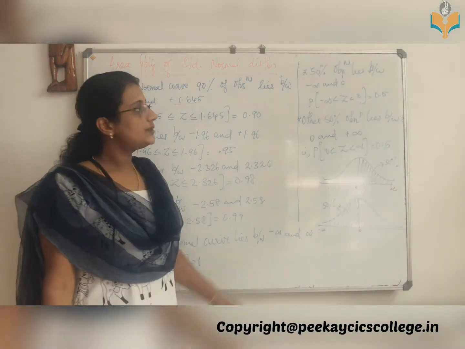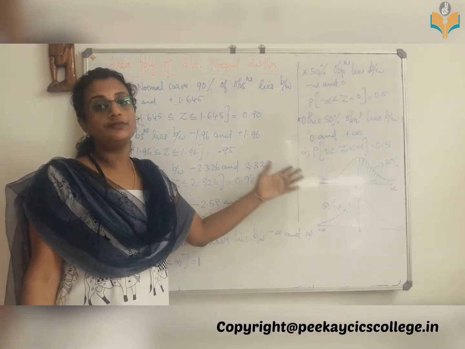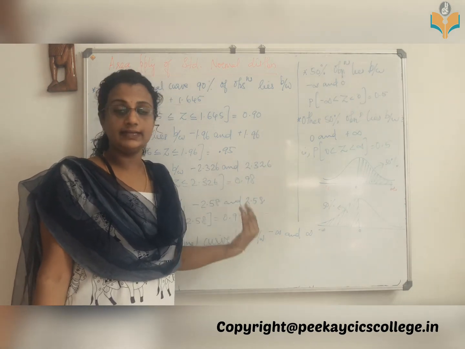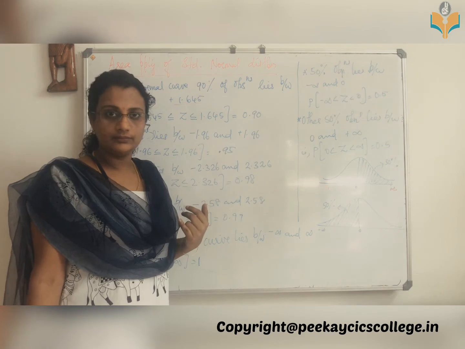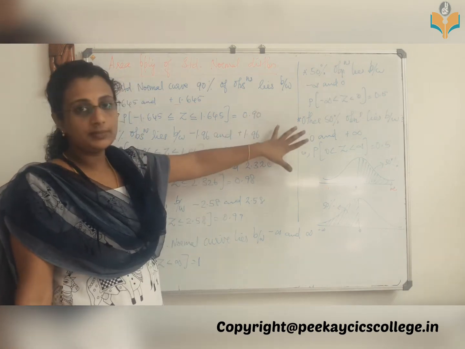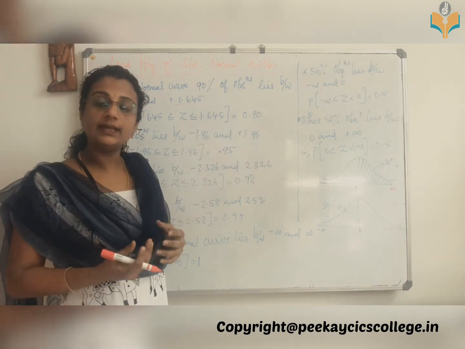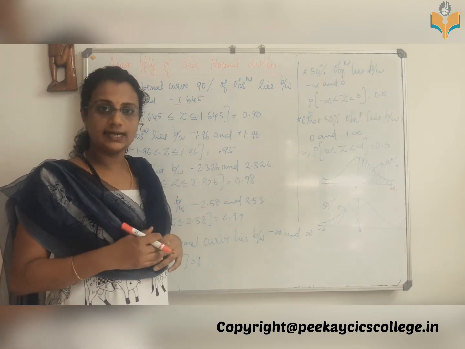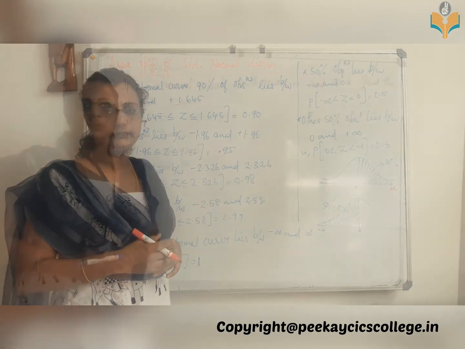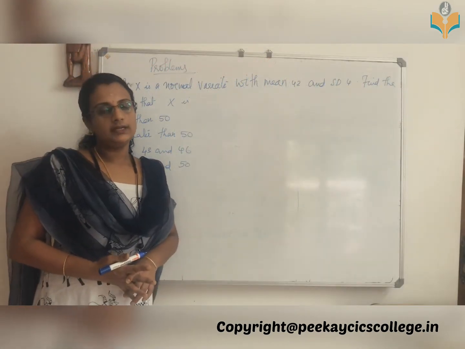Okay. So in a standard normal distribution, the probability of an event is equal to the area under the standard normal curve. Clear? Going through the problems of normal distributions.